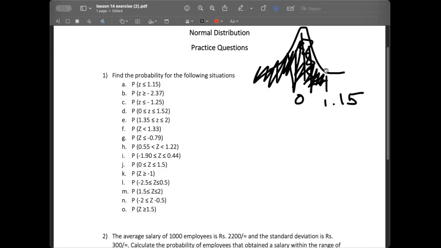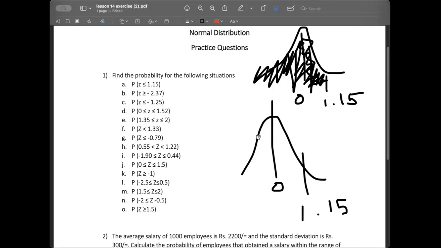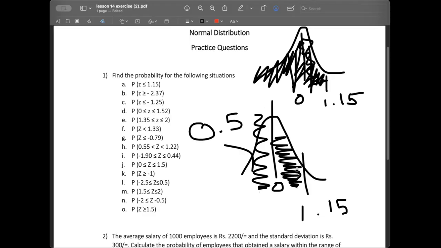For the previous one, probability of z less than 1.15 means z is less than 1.15, so that means this whole region. In the middle we have 0, and 1.15 is on this side. Then this part you know the area is 0.5. For the other region, you can calculate the value from the table itself.